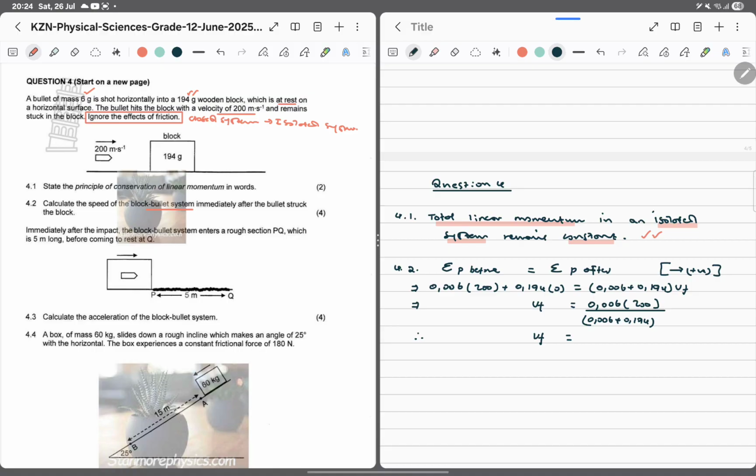We get 6 meters per second. Now the question said speed. So speed is a scalar quantity. No need to mention direction. Alright, so using the law of conservation of linear momentum, we can say safely substitutions to the left, substitutions to the right. The final answer.